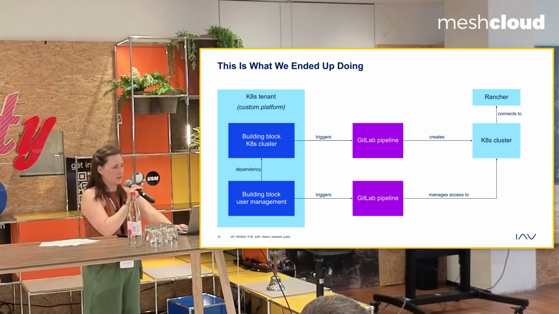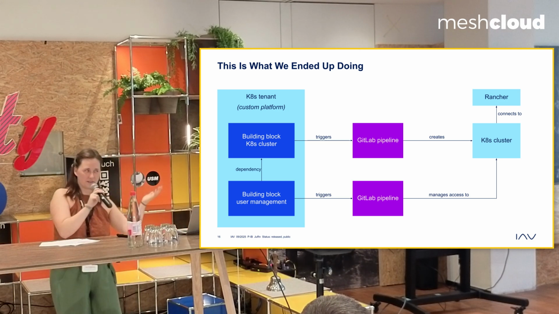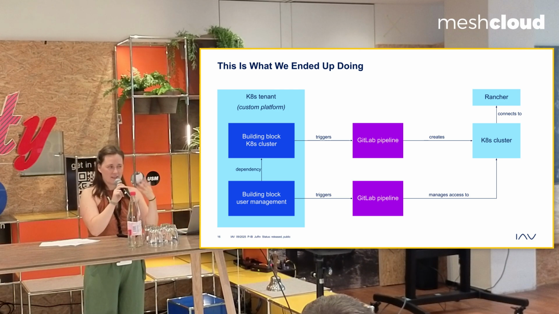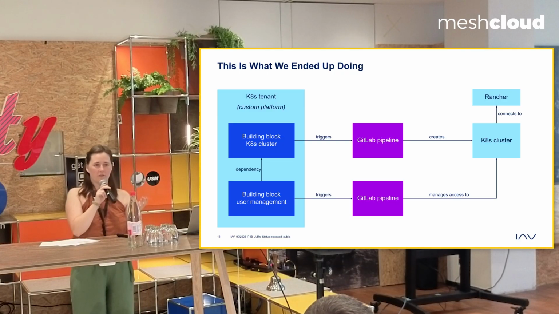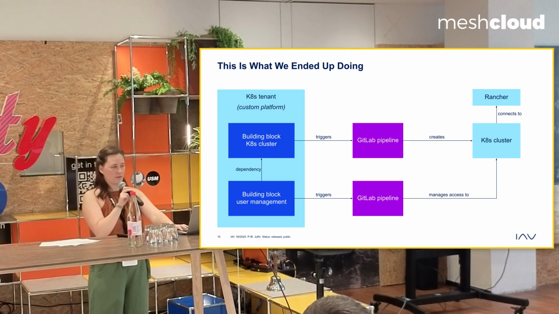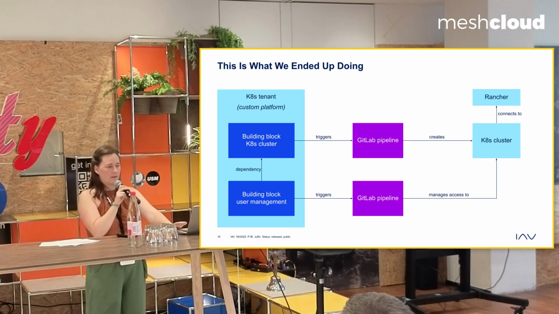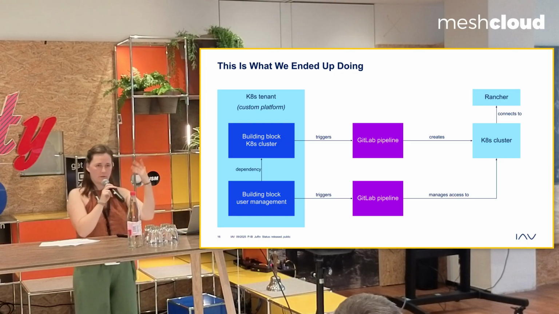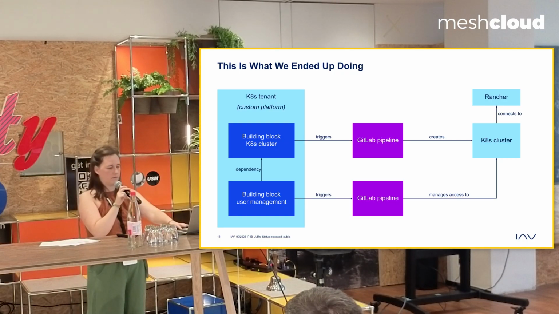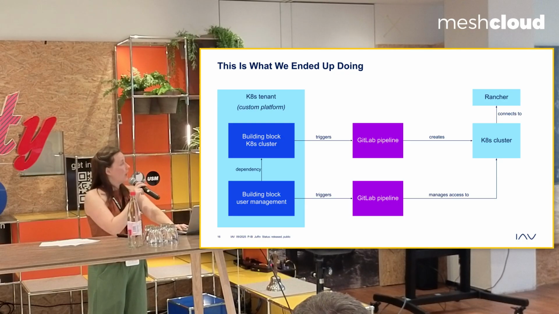We have a Kubernetes tenant in our custom platform. And in that tenant, we create a building block that deploys the Kubernetes cluster. And that one triggers a GitLab pipeline. The GitLab pipeline creates the cluster, and that cluster is connected to Rancher, like the Rancher main cluster.